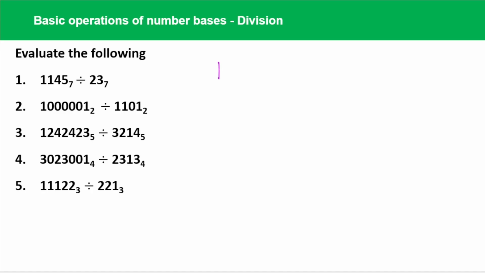Now to the second method, which is the preferable method. 1145 base 7 divided by 23 base 7. Set up your numbers as shown. Then note, since we are dividing in base 7, the first thing I would want you to do is to list out your digits in base 7.